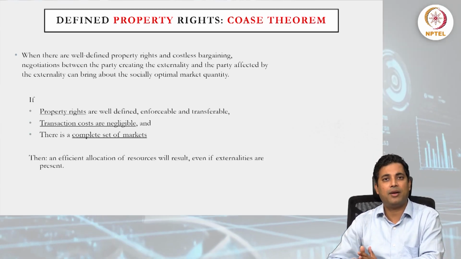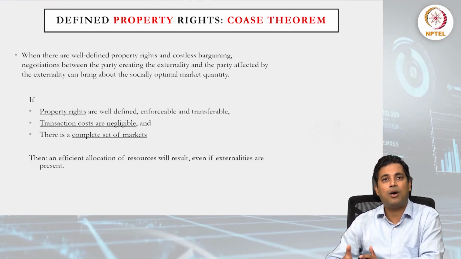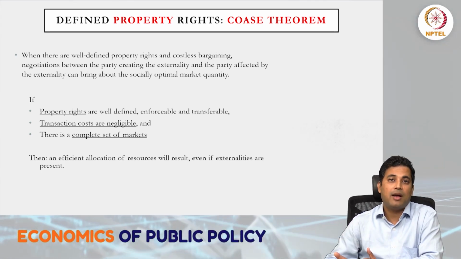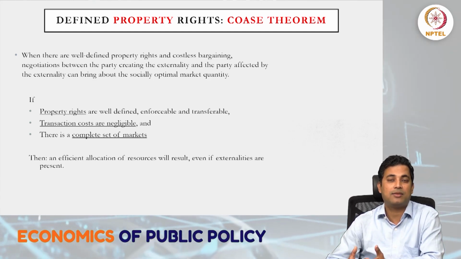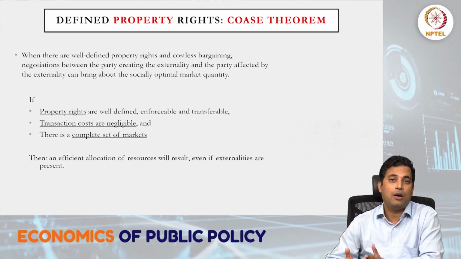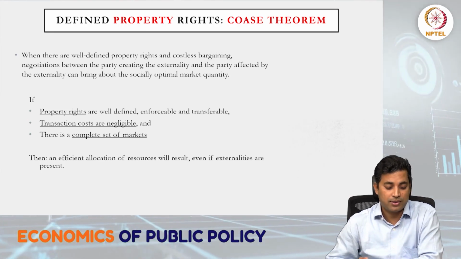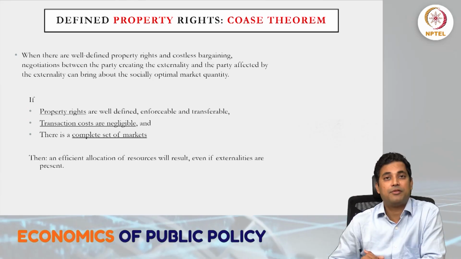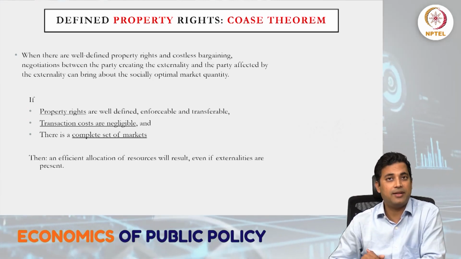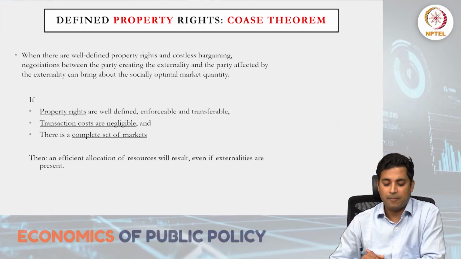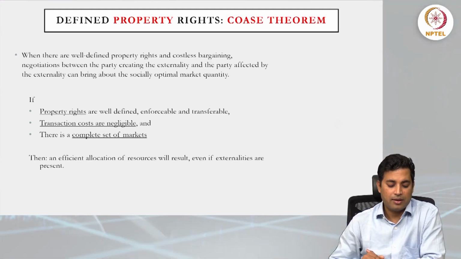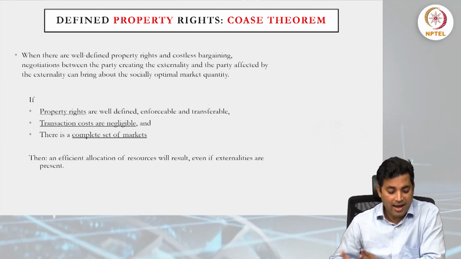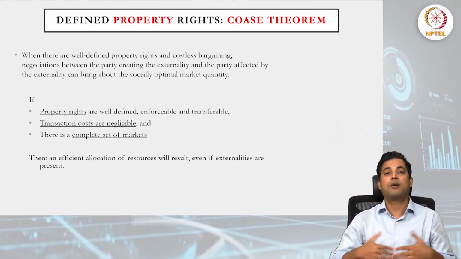So one can actually consider how to well define property rights, and how to bargain, which involves very little cost or zero cost. So what is the proposition? The proposition is if property rights are well defined, enforceable and transferable, and transaction costs are negligible or zero, and there is a complete set of markets.